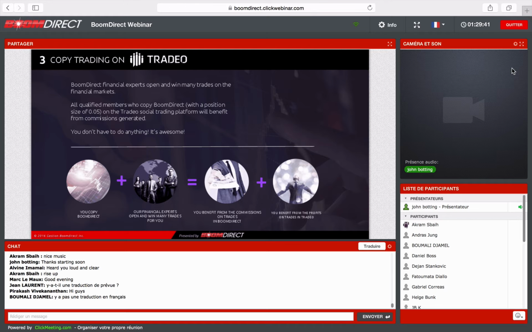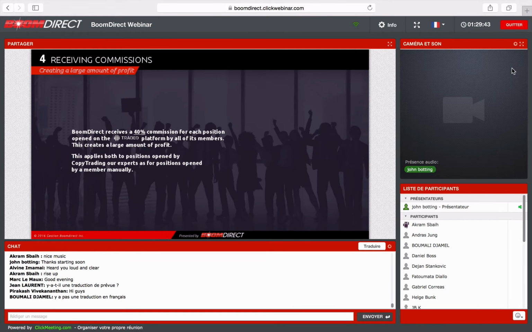You will then be able to benefit from the commissions paid by Trado. Boom Direct receives 40% commission for each position opened on the Trado platform, and this will create a large amount of profit for all members. This applies to both positions opened by Boom Direct and by positions opened by the member manually.